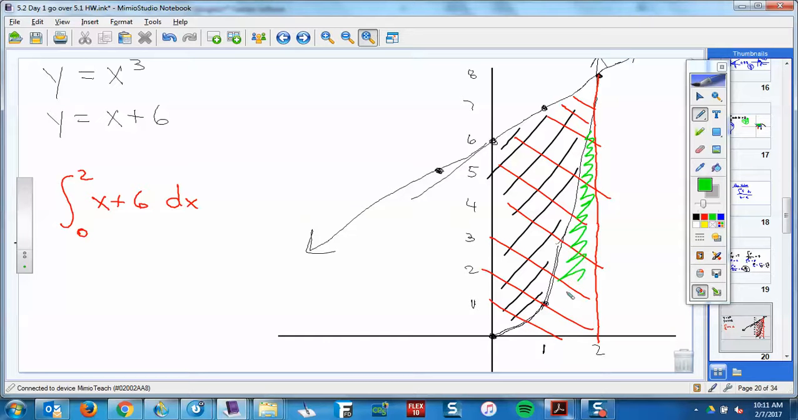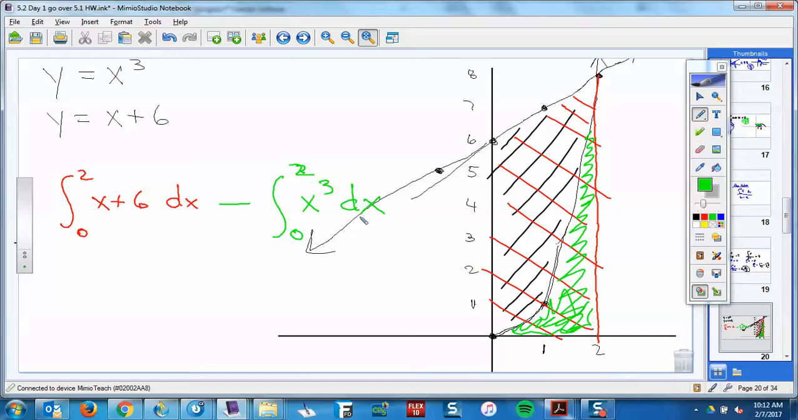Because the area of the cubic would be the green, right? So could we do the red area? We're used to doing that, under the line, down to the x-axis, and then under the cubic, down to the x-axis, and then subtract it. So this would be the integral from 0 to 2 of x cubed dx, right? That would give me the black area. That's what they wanted in part B.